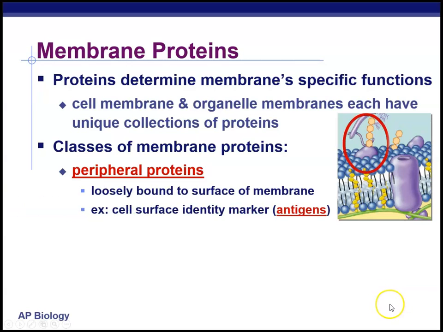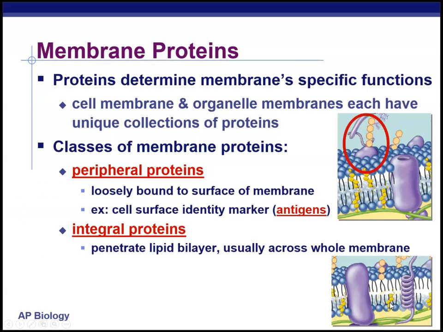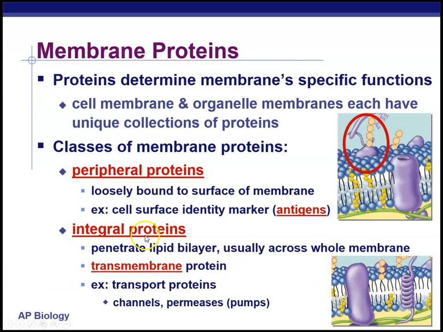Again, there's some classes here. The peripheral protein does not go all the way through the lipid bilayer, but integral proteins or transmembrane proteins, you can use either word, they do. They go all the way through. For the peripheral proteins, those generally are the surface markers, the antigens, and the transmembrane proteins are usually the transporters, like the channels and the pumps.